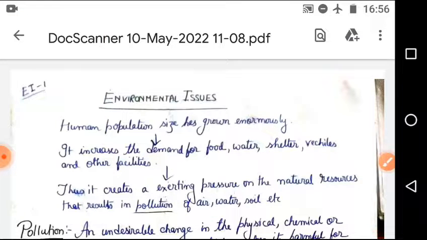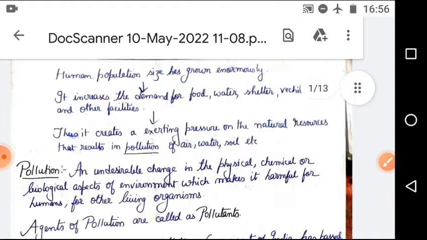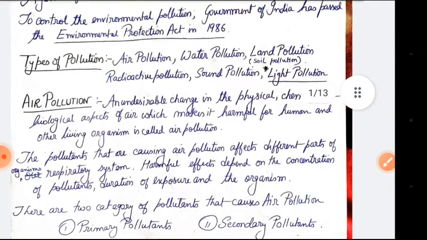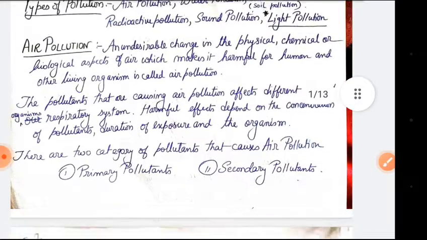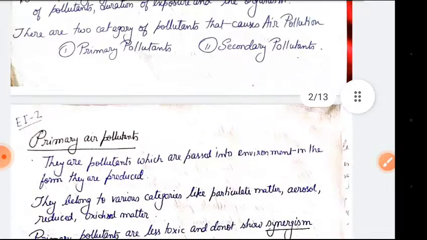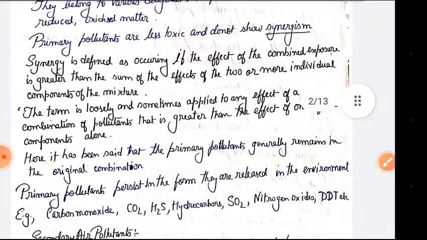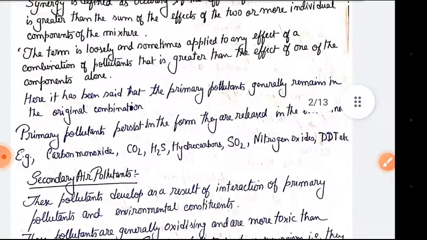About the environmental issues, I have already discussed with you in the offline classes. Now we will be doing the air pollution here. I have already discussed the air pollution, not all of it, but today we will discuss the main things which have not been discussed by me.